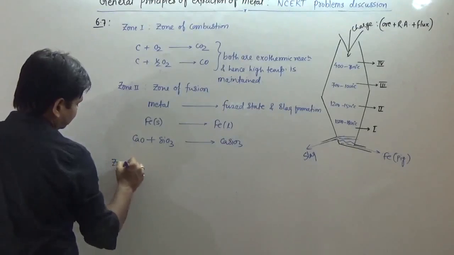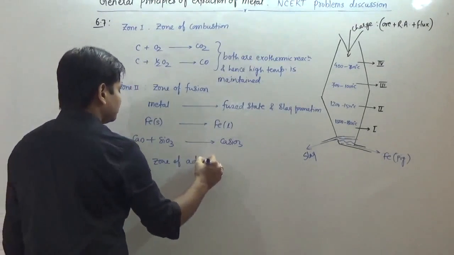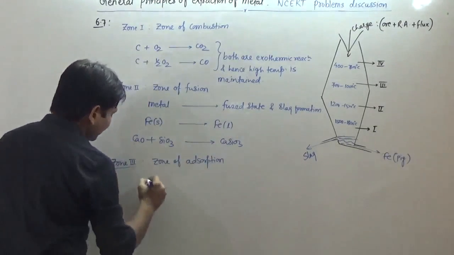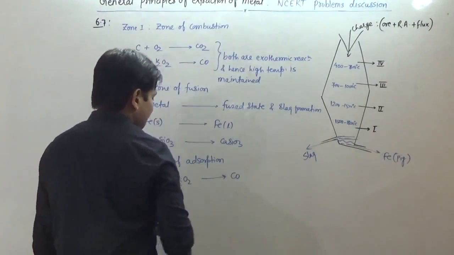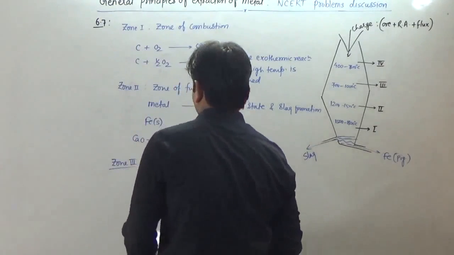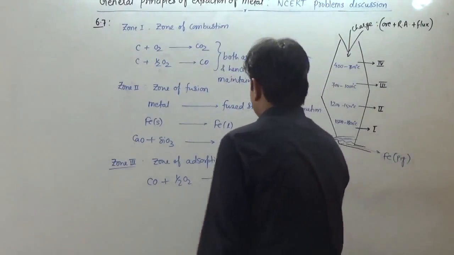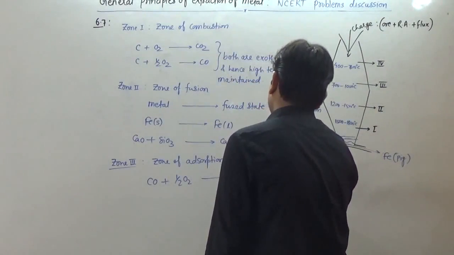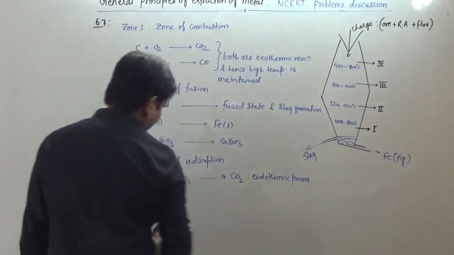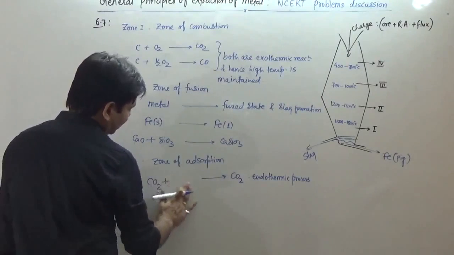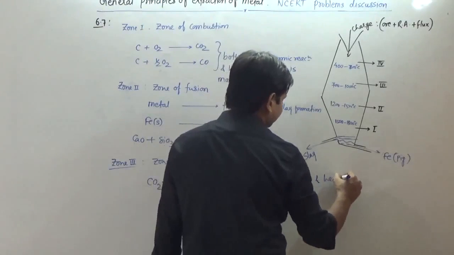Zone 3 is the zone of absorption, where carbon monoxide reacts to form CO2, and CO2 reacts with carbon to form CO. This is an endothermic process, and hence the temperature decreases.